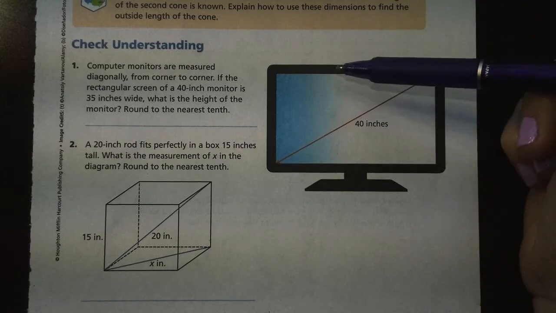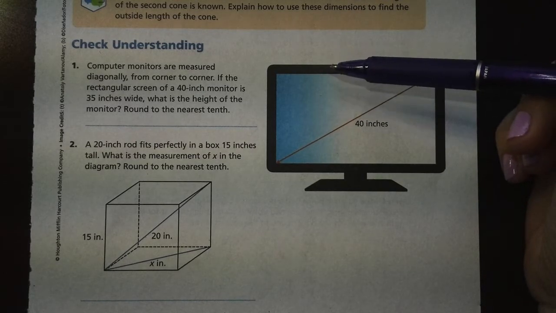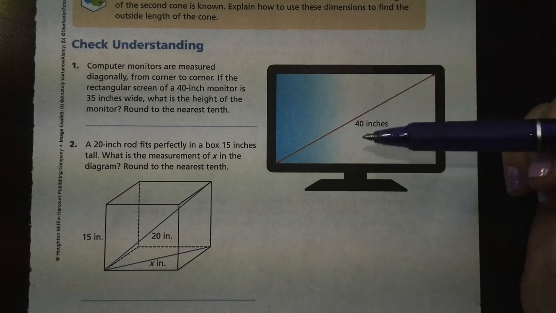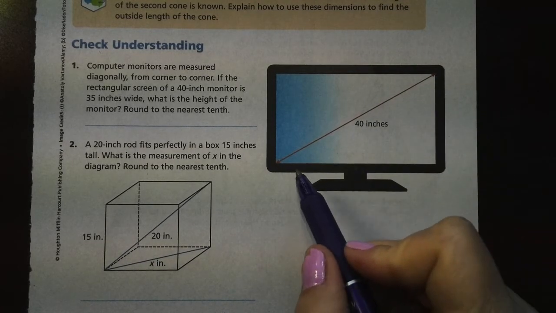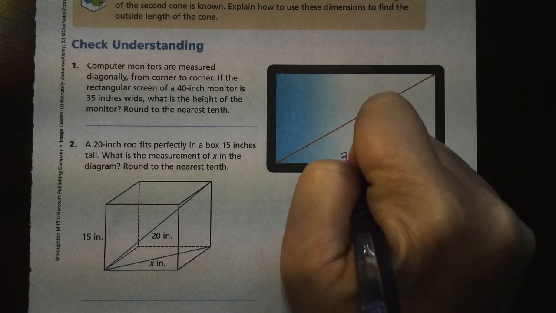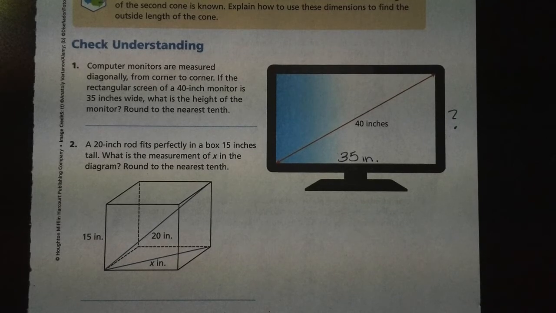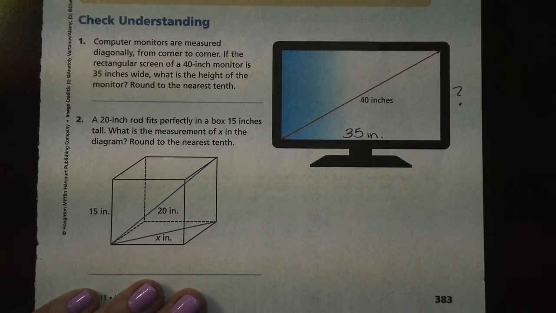So it says computer monitors are measured diagonally from corner to corner. If the rectangular screen of a 40-inch monitor is 35 inches wide, what is the height of the monitor? So we know the diagonal distance is 40 inches and we know that it is 35 inches wide. So we're trying to determine what is the height. So in this situation, you're looking for a leg.